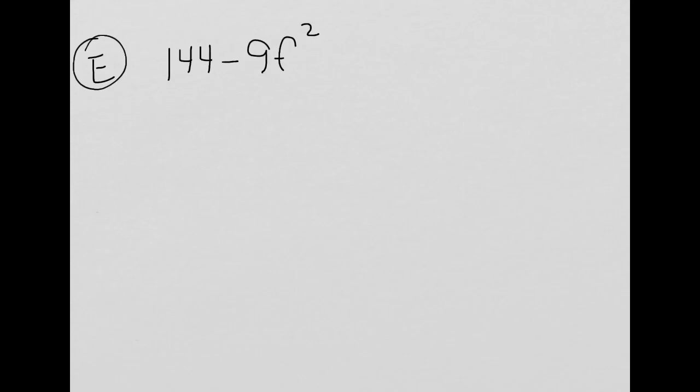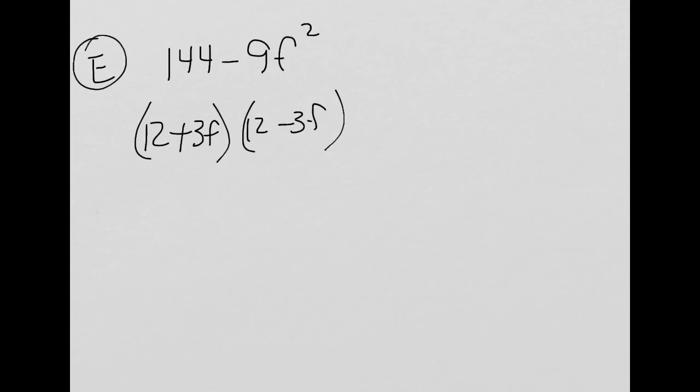Alright, so we're going to take a look at E. Is 144 a perfect square? Yes, it is. First set of parentheses. Is 9 a perfect square? Yes, it is. Is f squared a perfect square? Yes, it is. Second set of parentheses. Is it subtraction? Yes, it is. A plus and a minus. Square root of 144 is 12. Square root of 9 is 3. And the square root of f squared is f. And if I've been asked to factor, then I'm done.